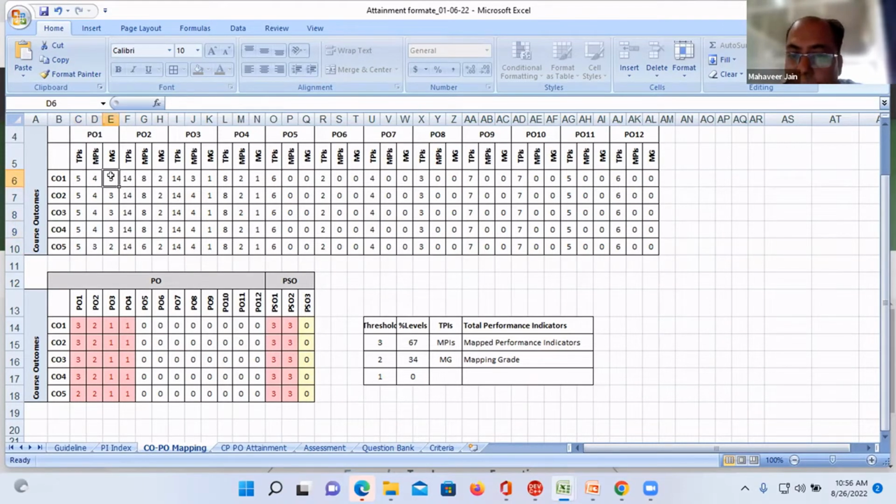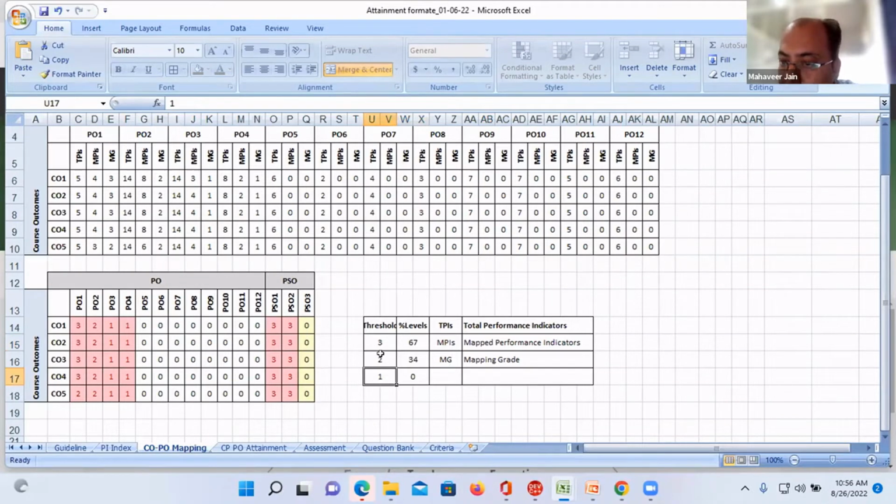So what is my mapping grade? 3. How will it be decided? If my mapping level is 67%, then I get the 3. If it is 34% and above, I get 2. If it is less than 34%, I get 1. This is how I have decided the calculation of 1, 2, 3.